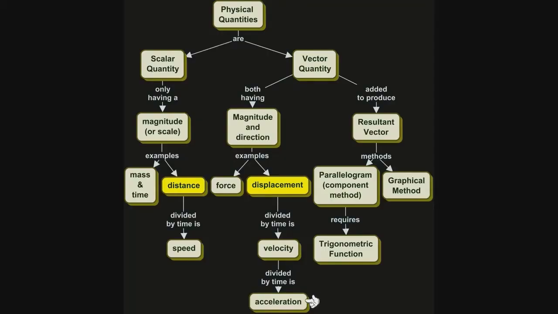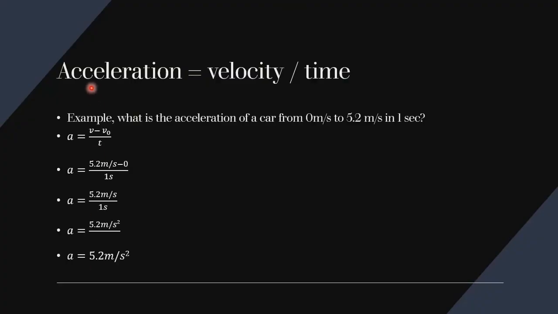And again, as I have mentioned already, when velocity is divided by time, the new unit there is called acceleration. So what is acceleration? There are several representations of acceleration. Here is one way to illustrate it: acceleration is equal to velocity over time. Example, what is the acceleration of a car from 0 meters per second, which is a velocity already, to 5.2 meters per second, which is another velocity, in 1 second?